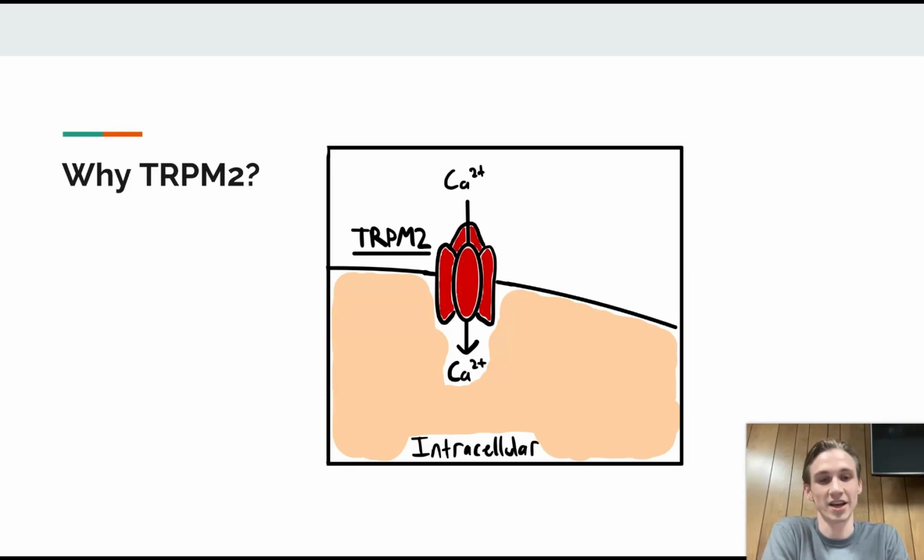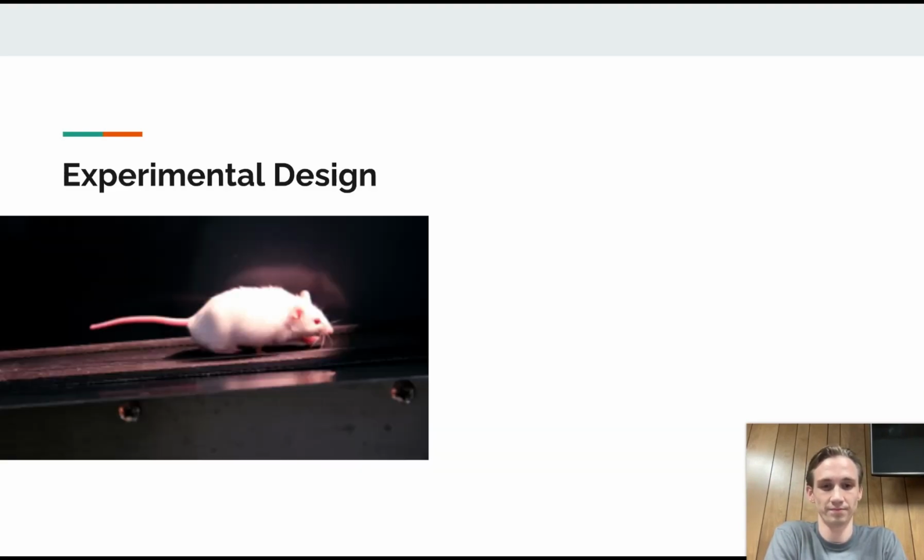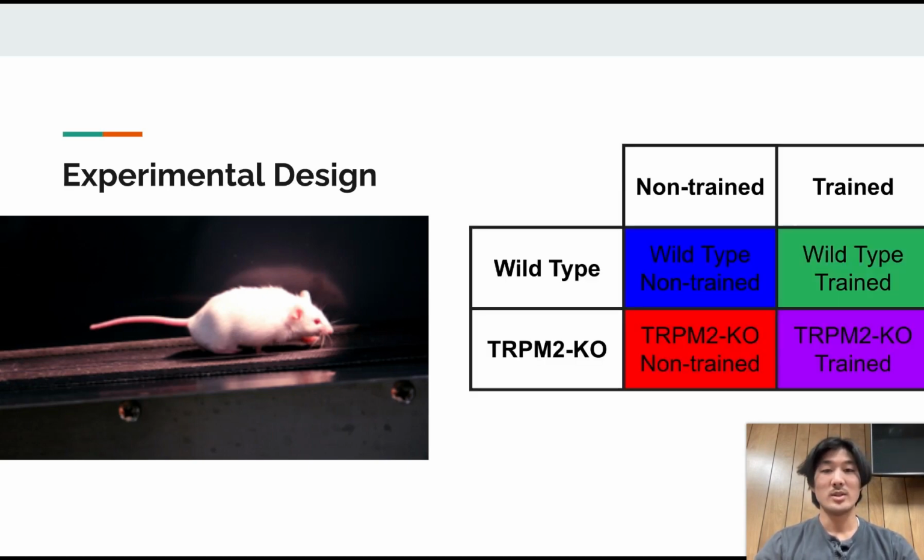But given that it is a calcium permeable cation channel, the researchers speculated that the exercise abilities of TRPM2 knockout mice would be impaired. Their hypothesis as to why would be 1, a change in muscle fiber type, and 2, downregulation of mitochondrial function. The experimental design that was used was that they took 12-week-old mice, and there were two types, the wild type and the TRPM2 knockout group.